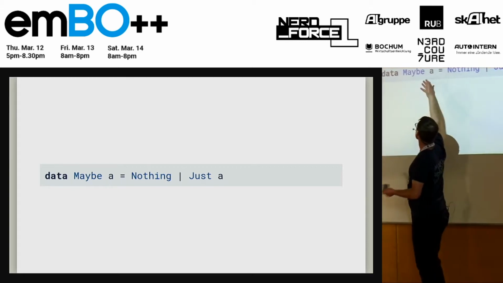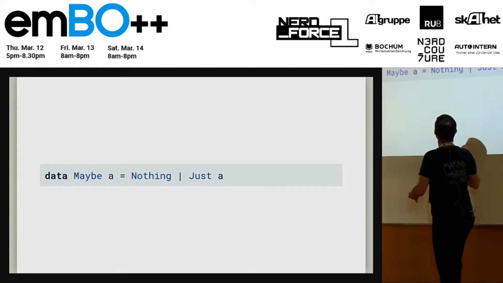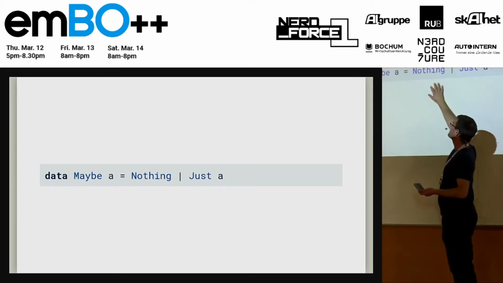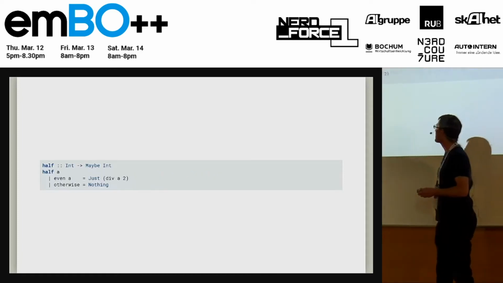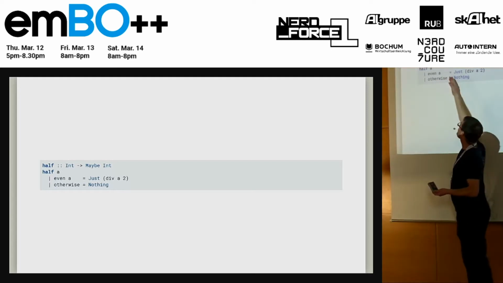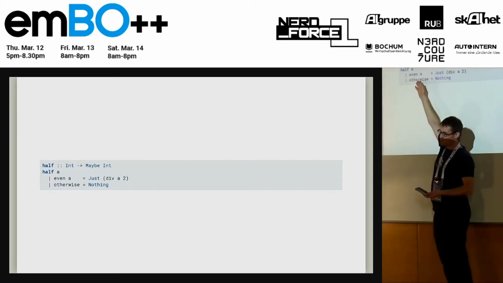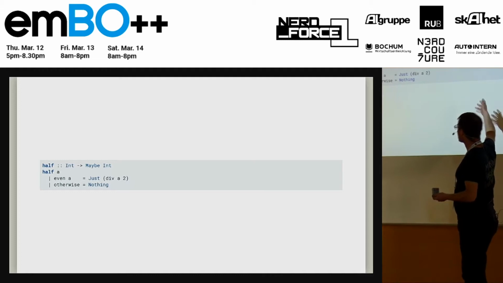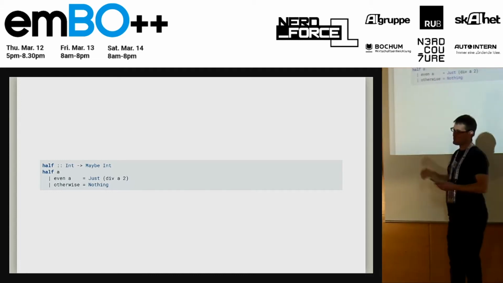So maybe it's a template of type name A, something like that, and it can take two values. It can be a nothing, or it can be just an A. If I rewrite my function, it still takes an integer as input, but it returns a maybe integer. The implementation is: if it's even, I return just the result of this integer division. Otherwise, if it's not even, I return nothing.